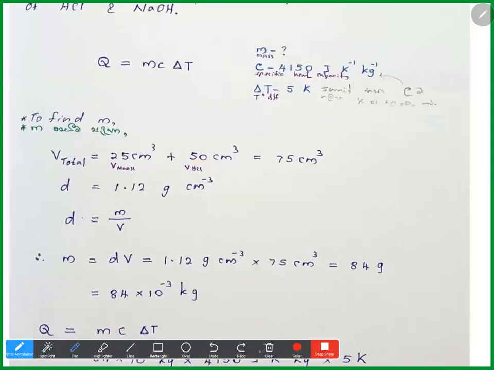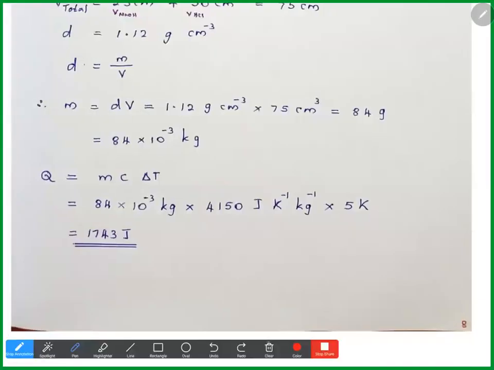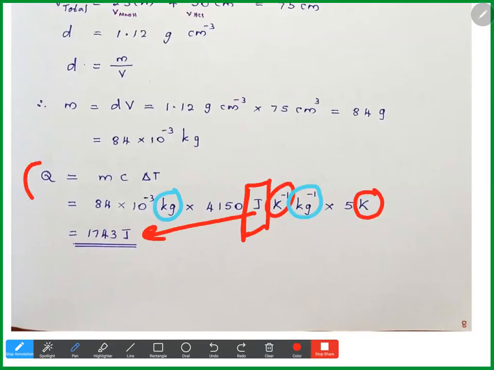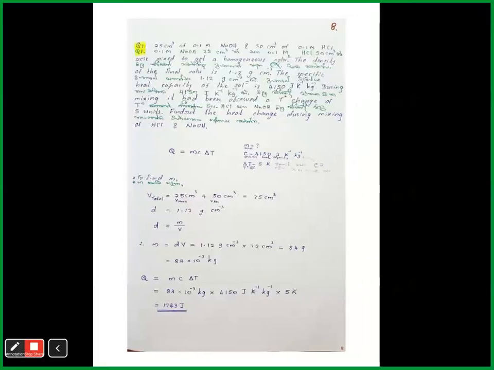But since they were given specific heat capacity per kilogram, I'm going to multiply this mass by 10 to the power minus 3 to convert this into kilogram. So the only necessary data is those three: we have the mass, we have the specific heat capacity, and we have this temperature difference. Per Kelvin, Kelvin cancelling off. Per kilogram, kilogram cancelling off. So only joule is remaining, that is the energy unit. So that's acceptable, and we can calculate heat change.